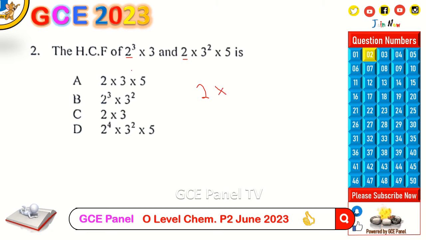The next base that is common now is 3. Next base that is common is 3. And which one has the smaller power? Just 3 here. So this is just 2 times 3. 5 is not common, so we cannot include it in the highest common factor. So our HCF here is just 2 times 3. Our key here is C.